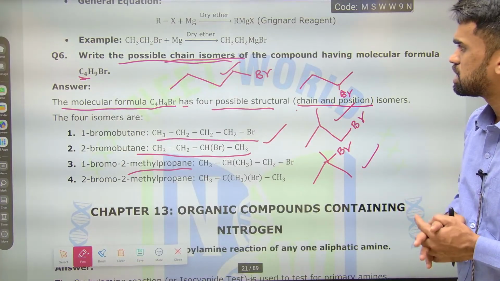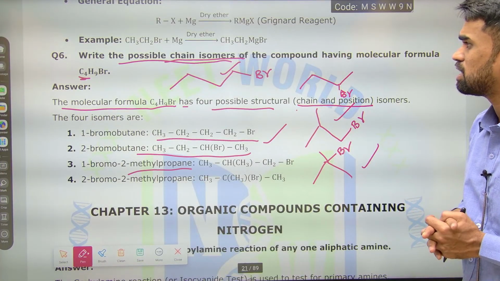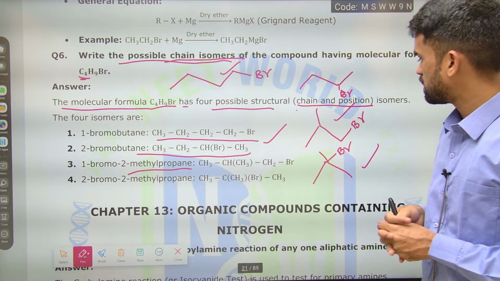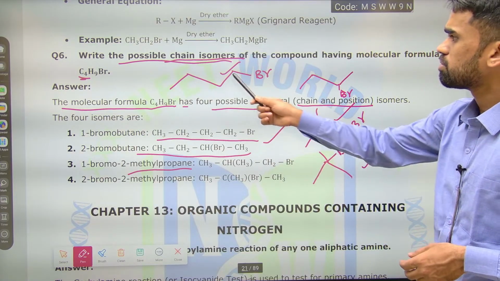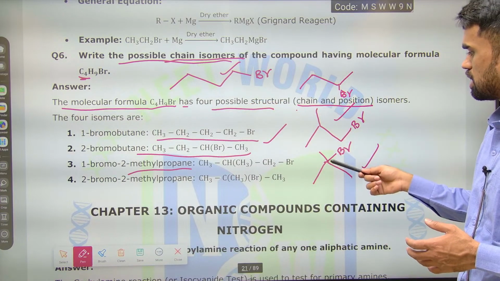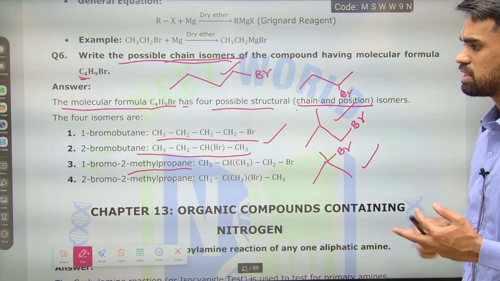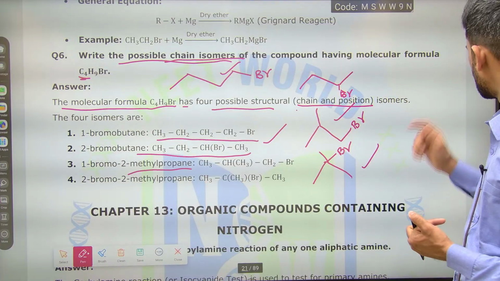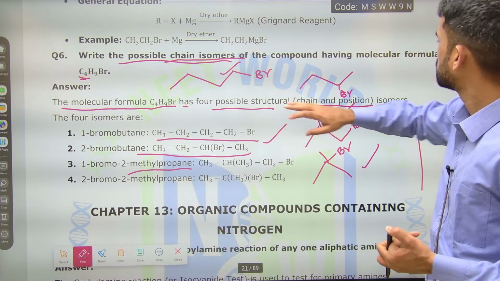What are chain isomers? It means they should differ in the chain. So they differ in the chain: here it's a 4-membered chain, and this is a 3-membered chain. Like this you can represent 4 isomers. Okay, right, let's move forward.